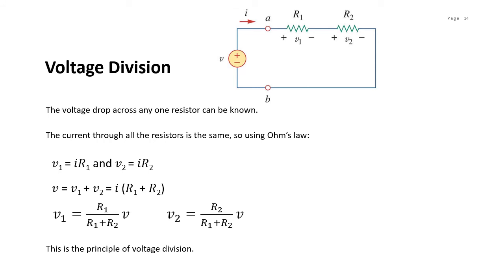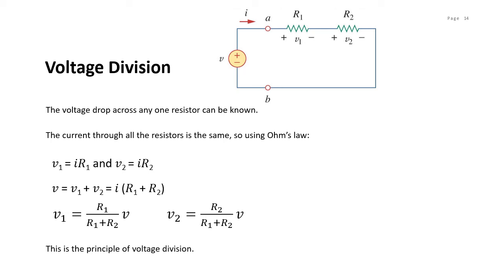When we have resistors in series, we are able to do voltage division. The voltage drop across any one resistor can be found from the voltage division, and the current through all the resistors is the same by using Ohm's law, V equals IR. When we apply this, if there are only two resistors, then we have V1 equals R1 divided by R1 plus R2 multiplied by V source, and V2 equals R2 divided by R1 plus R2 multiplied by V source. So this is the principle of voltage division.